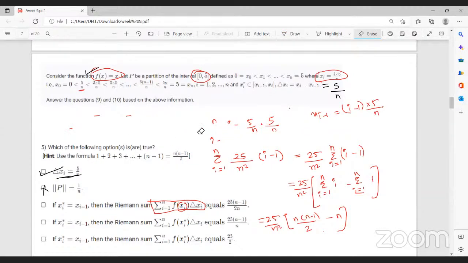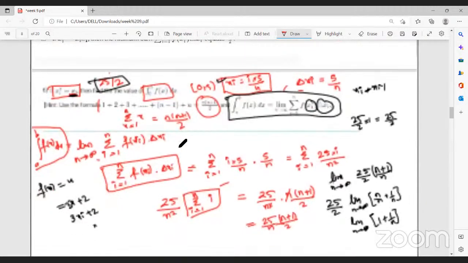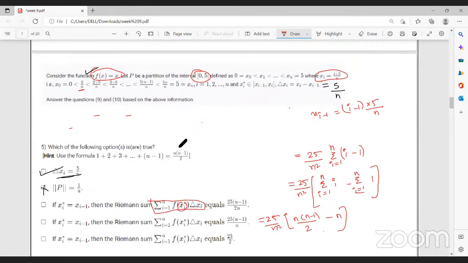Now solve this bracket. What will I get? Sir, is it n into n plus 1 or n minus 1? For the summation of i, is it n into n plus 1 or n minus 1? I'm confused. n plus 1 will be there.